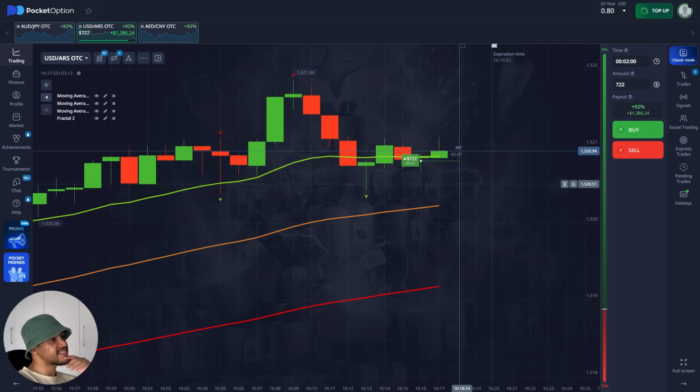Funnily enough, the 8 seconds might actually decide our fate here. So if we timed this correctly and entered at the same time, we actually would have managed to snipe a solid trade here. But do we still get it? We do. We're still in here.